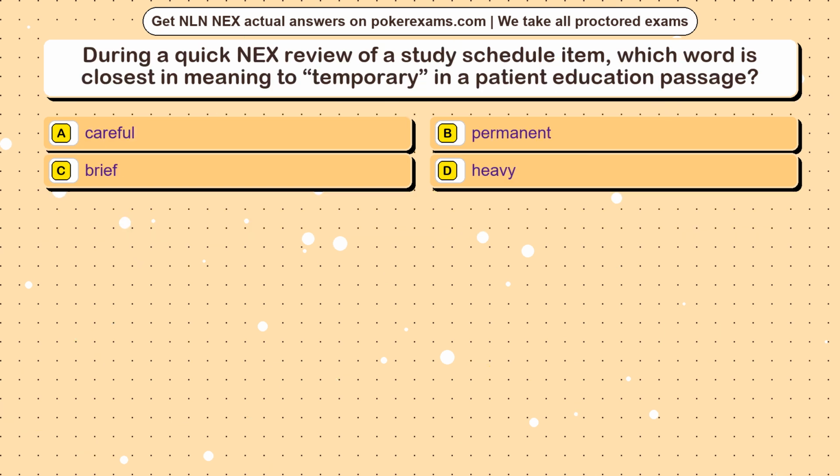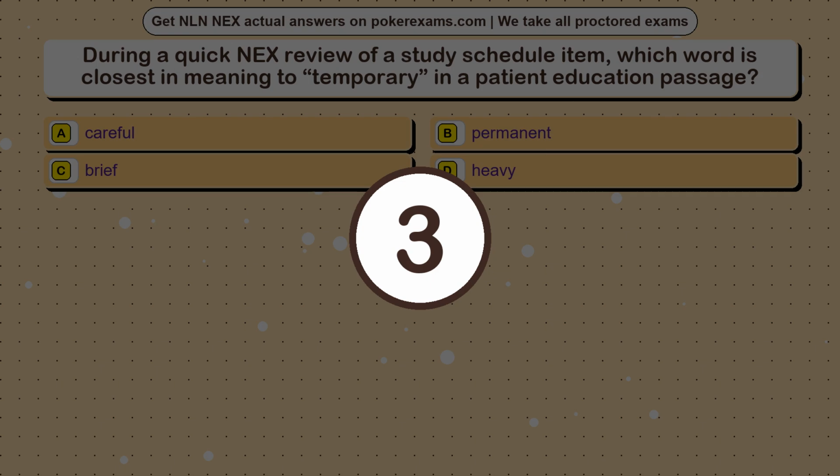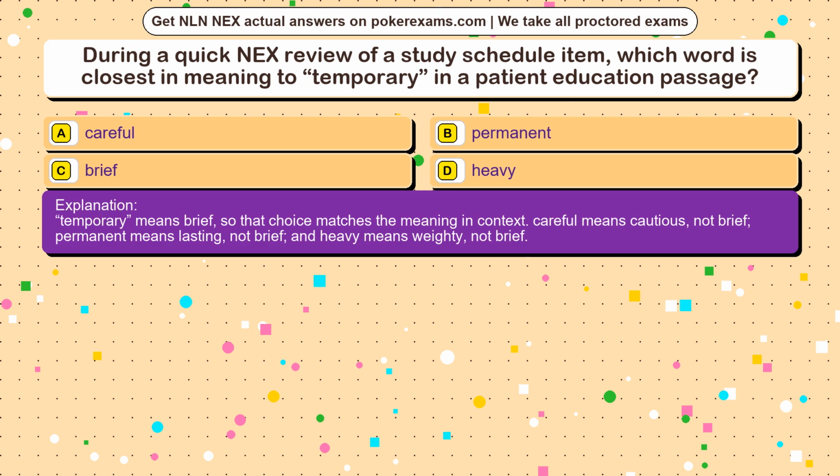Question 2. During a quick NEX review of a study schedule item, which word is closest in meaning to temporary in a patient education passage? Option A, careful. Option B, permanent. Option C, brief. Option D, heavy. The correct answer is option C. Temporary means brief, so that choice matches the meaning in context. Careful means cautious, not brief. Permanent means lasting, not brief. And heavy means weighty, not brief.